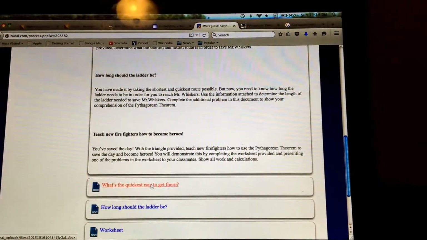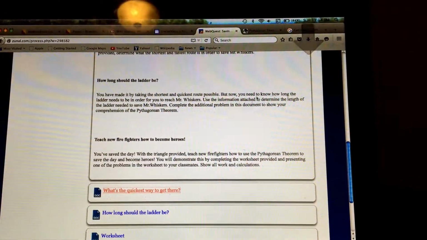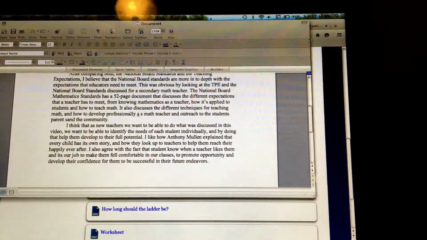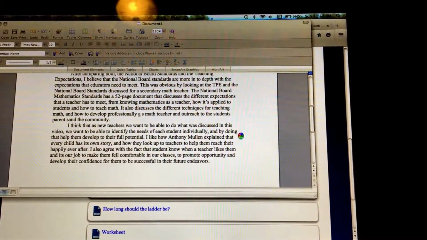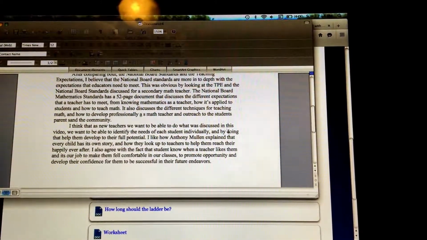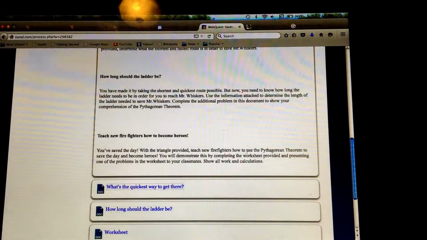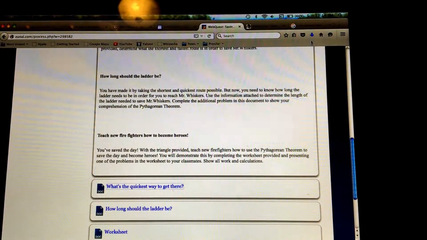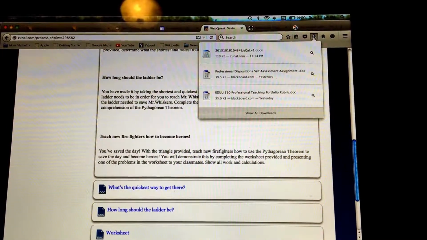What's the quickest way to get there? Here is an attachment of the document that you will need to solve the first problem.